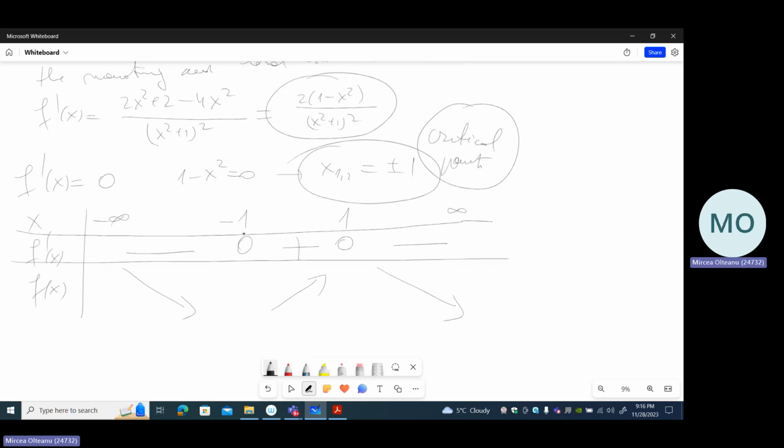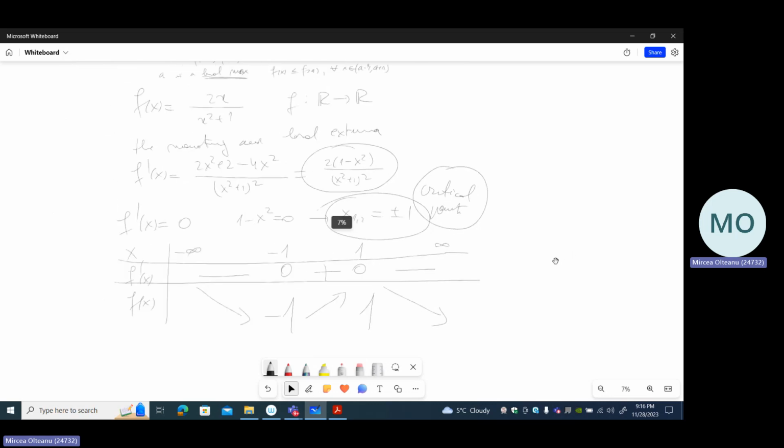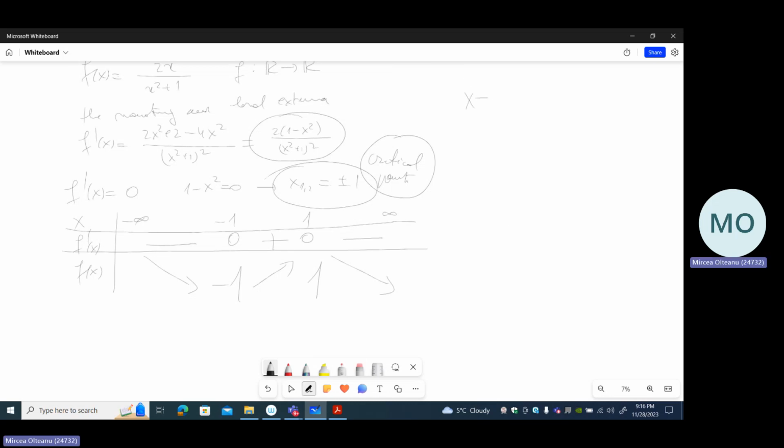We compute the values of f at minus 1 and at 1. Here it's minus 1 and here it's 1. And in this moment we have the answer to our questions. X equals minus 1, it's a local minimum. X equals 1, it's a local maximum. And the monotony is, as we can see on this table, on the intervals minus infinity, minus 1, it is decreasing. On 1, infinity, it is decreasing, and on minus 1, 1, it is increasing.